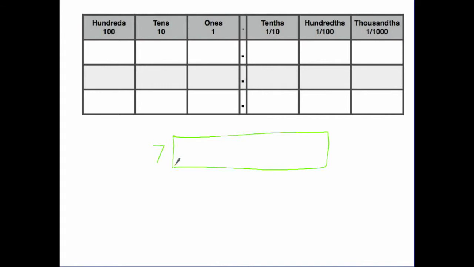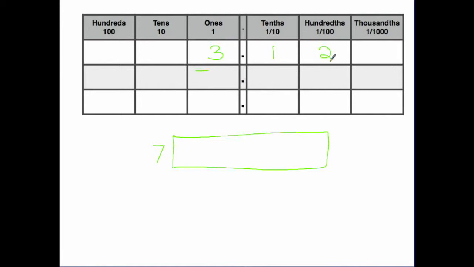Could I do this on a place value chart? I could, probably, if I remembered that. We'll see how that would look on the place value chart. So if I take it times 7, if I have 3 ones, how many tenths do I have? 1/10. And how many hundredths? 2. So let's see how that works.